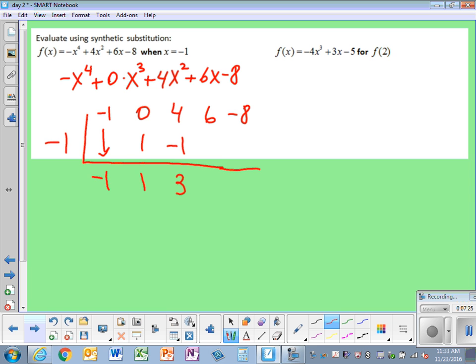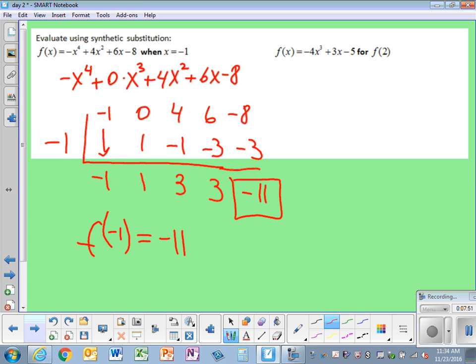Negative 1 times 3 is negative 3. Now 6 plus negative 3 is 3. 3 times negative 1 is negative 3. And finally, negative 8 plus negative 3 gives me negative 11. This is my final answer. I just calculated f of negative 1 equals negative 11. Right? So I evaluated my function f for x equals negative 1. The answer is negative 11.